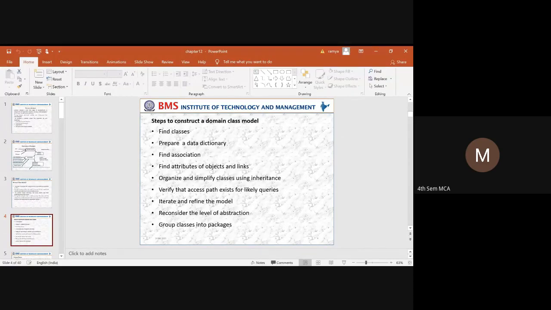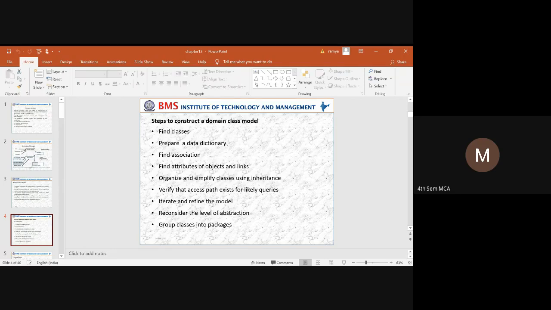Next thing is reconsider the level of abstraction. So we might have used abstraction, where we are hiding the internal details. So that has to be refined once again when you have refined the entire model.